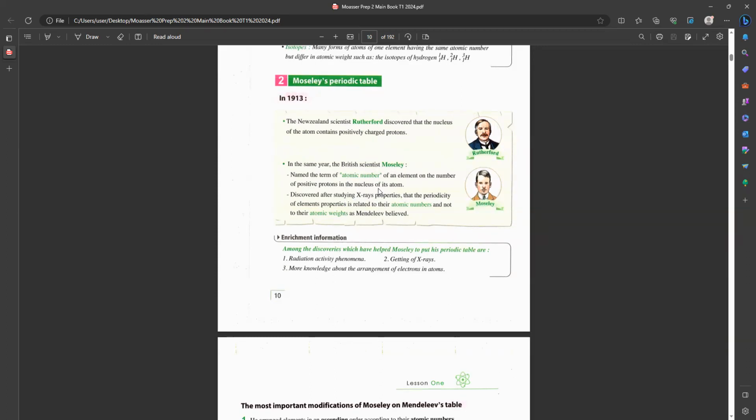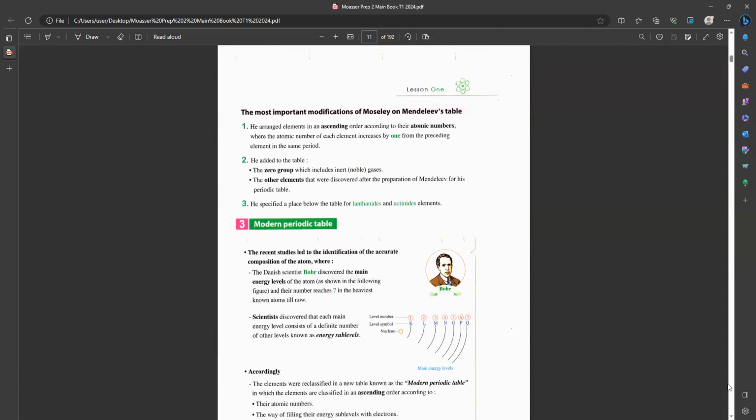X-ray, we know, is used when someone breaks a bone, so it gives a picture of the broken bone. But scientists also used it to discover some properties of elements, and Moseley did that. He found that the atomic number is related to the properties, not the atomic weight. So the correct thing about Moseley is that he arranged the elements according to atomic number, not atomic weight.